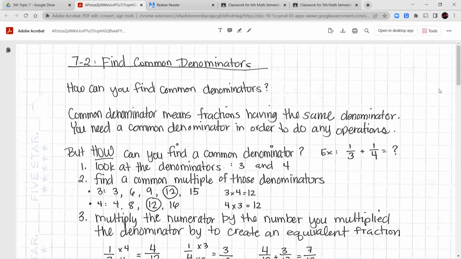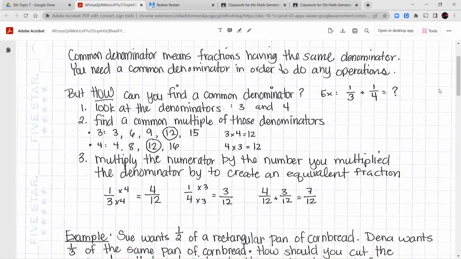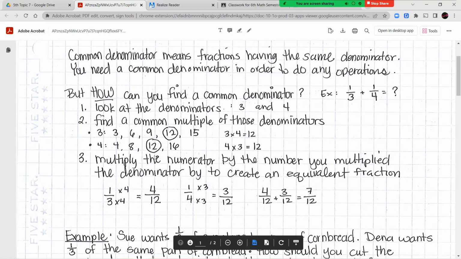Now 3, how do I get from 3 to 12? Well, I multiply it by 4. And how do I get from 4 to 12? Well, I multiply it by 3. So after we figure out which one our common multiple is, that's what we're going to use as our denominator. Now, the way we got to that multiple tells us what we're going to do to our numerators.